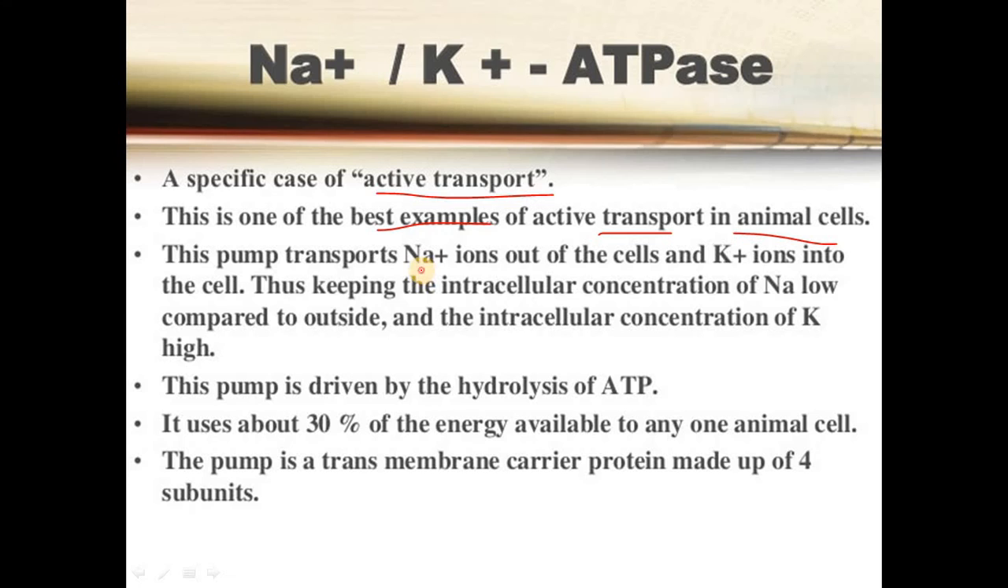This pump transports Na plus ions out of the cells and K plus ions into the cells, thus keeping the intracellular concentration of sodium low compared to outside and the intracellular concentration of K high. We have already studied that 3 Na plus from inside go to the outside of the cell, while 2 K plus from outside go inside the cell. Active transport takes place.